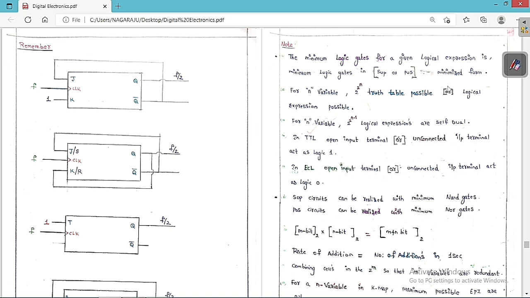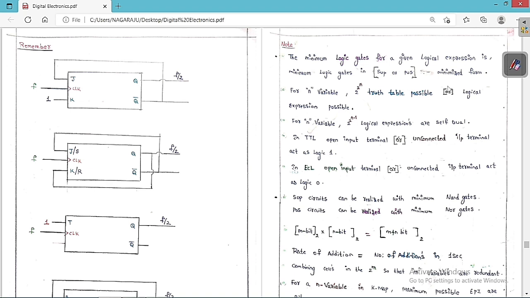Suppose they give you some logical expression and ask you how many minimum logic gates are going to be required to realize this expression. Therefore, first you have to minimize the canonical expression that you are given. Try to minimize it as simple as possible.